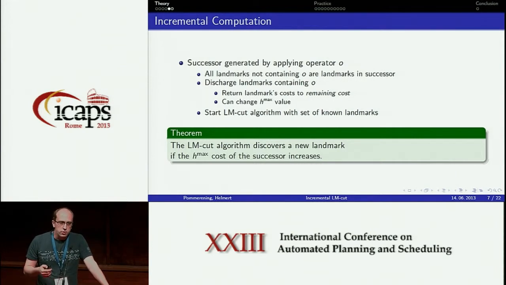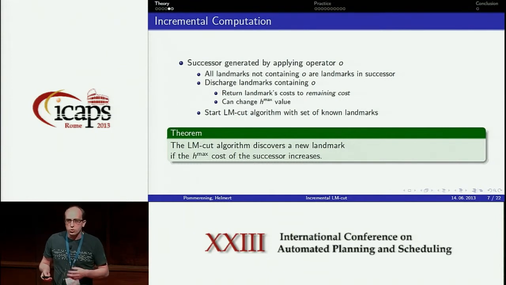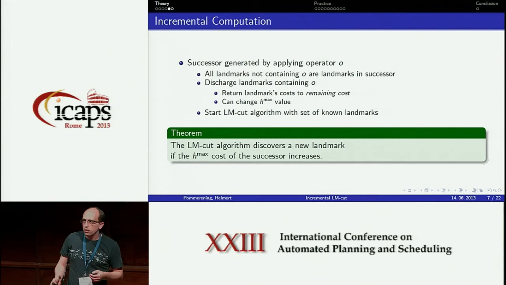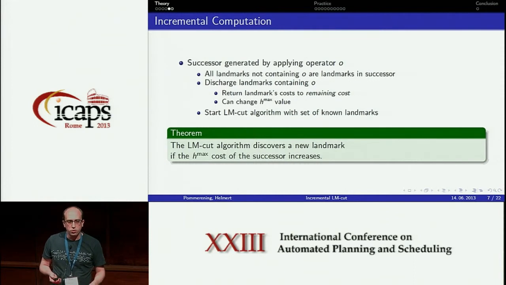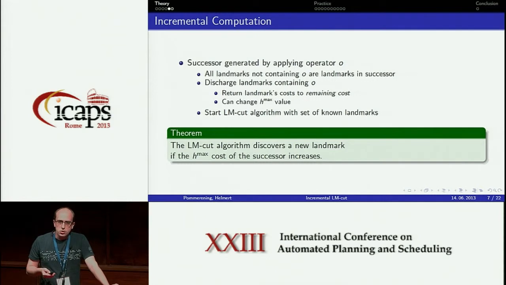When we first discovered them, we reduced the cost of the operators by the cost of the landmark, and we undo this by returning the cost of the landmark to the individual operators in this landmark. This change in the cost function can influence the hmax value. If the hmax value increases, one can actually show that the LM-cut algorithm will discover a new landmark from these cost functions. So if we already know some landmarks, we can just start the LM-cut algorithm with this set of landmarks already computed.